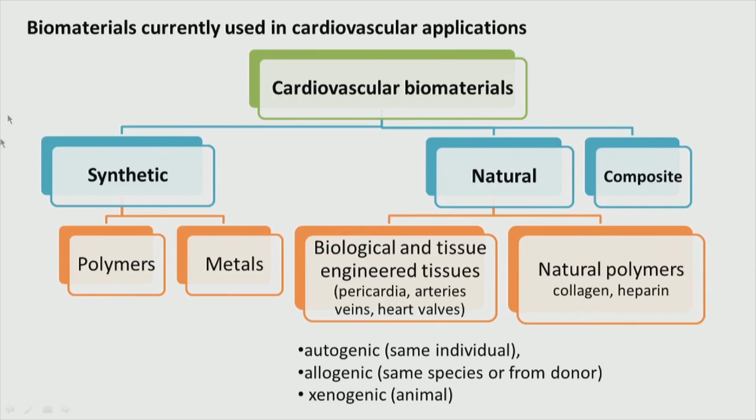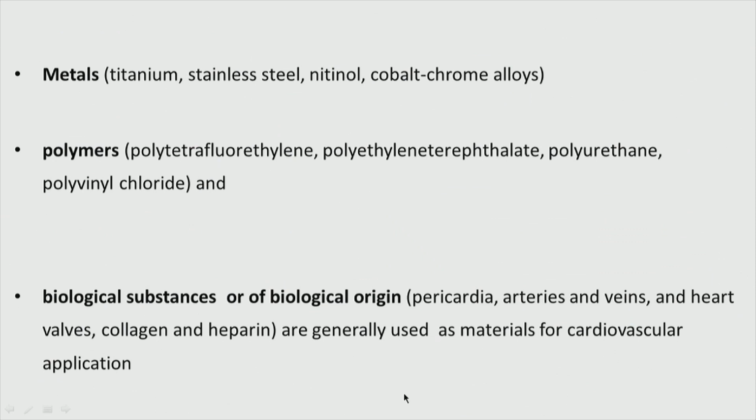So, we can have synthetic material, we can have natural or composite. Synthetic could be polymers, of course, metals. Natural could be biological and tissue engineered, like pericardia, arteries, veins. Natural polymers like collagen, heparin. So, the biological tissues could be autogenic, from the individual, allogenic, from the same species or from a donor, or xenogenic, from an animal. So, each has its advantages and disadvantages.